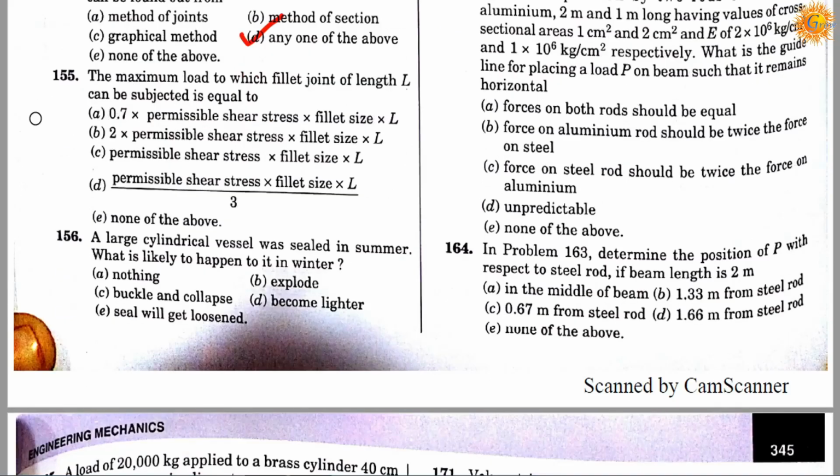Question number 155. The maximum load to which a fillet joint of length capital L can be subjected is equal to: option A, 0.7 into permissible shear stress into fillet size into capital L; option B, 2 into permissible shear stress into fillet size into capital L; option C, permissible shear stress into fillet size into capital L; option D, permissible shear stress into fillet size into L divided by 3; option E, none of the above. Correct answer is A, it will be 0.7 into permissible shear stress into fillet size into capital L.